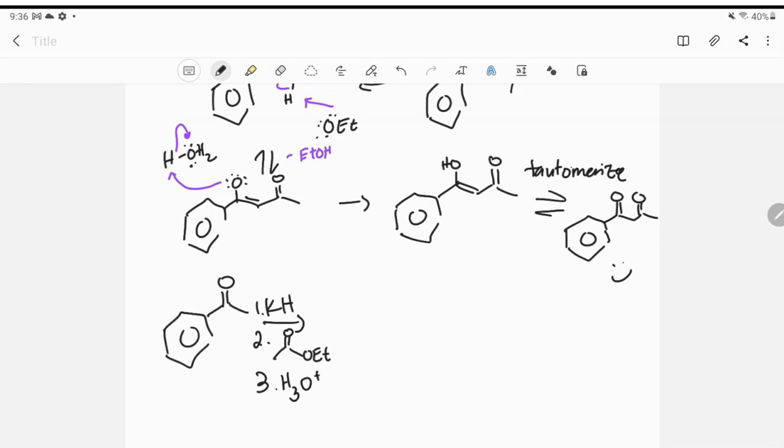So for any of these Claisens, it's always base and acid are both present in there. So you have your base to get the nucleophile going, and then you have an acid wash at the end. And it just depends what your electrophile is. If your electrophile is just hanging around in there, it just depends what you want to do with it.